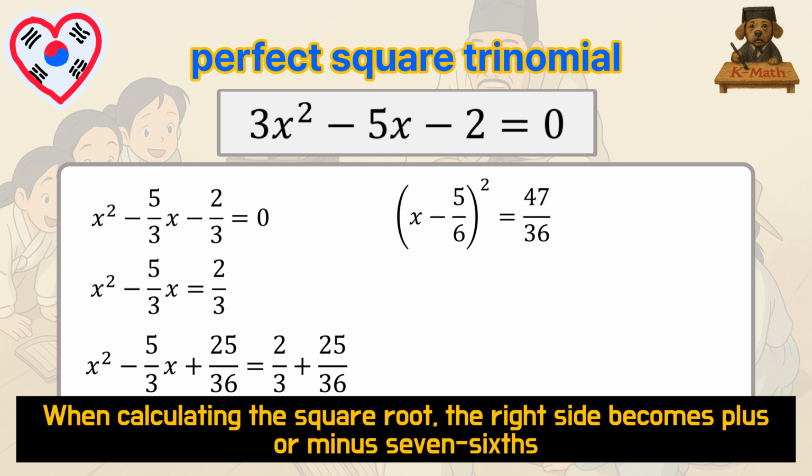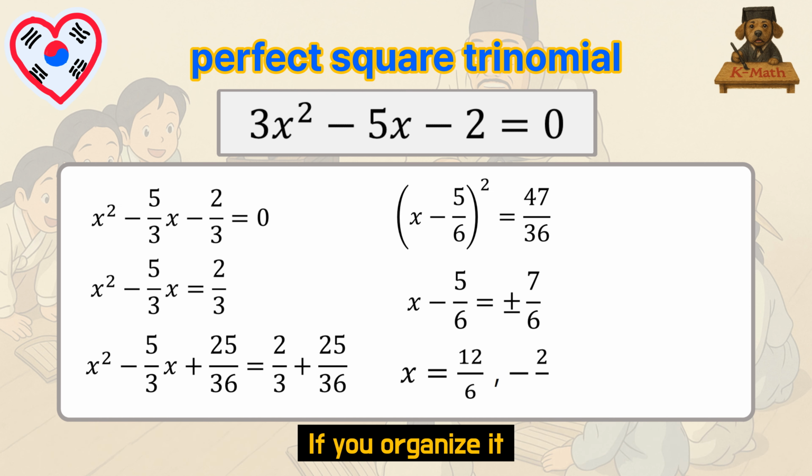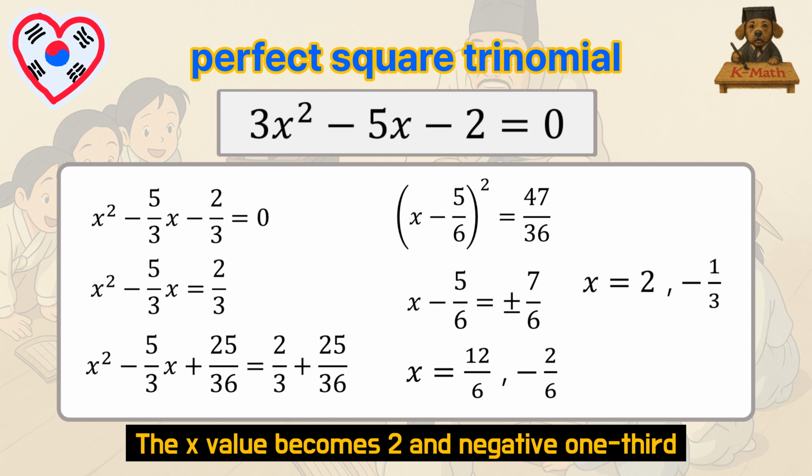When calculating the square root, the right side becomes plus or minus 7/6. Then, if you find the value of x, it will be like this. If you organize it, the x value becomes 2 and negative 1/3.